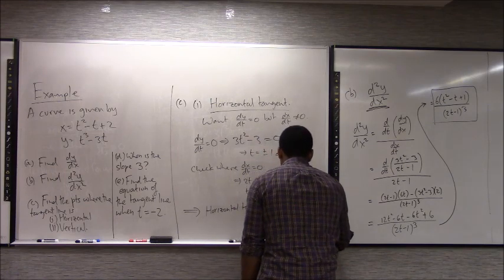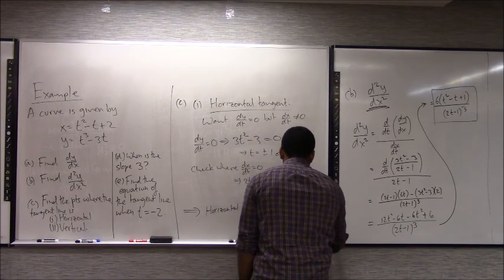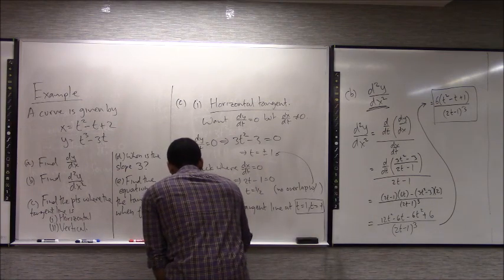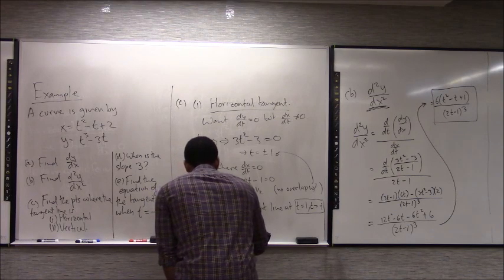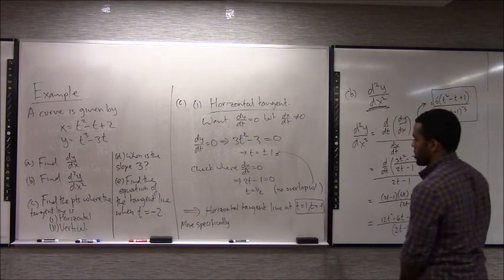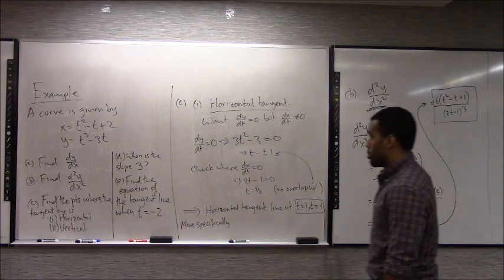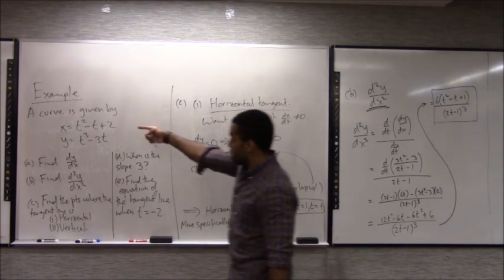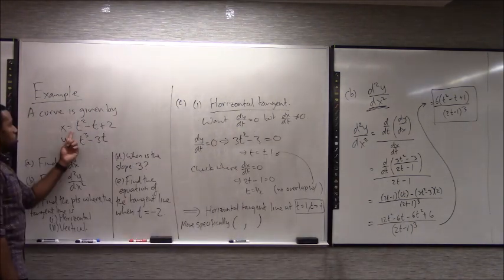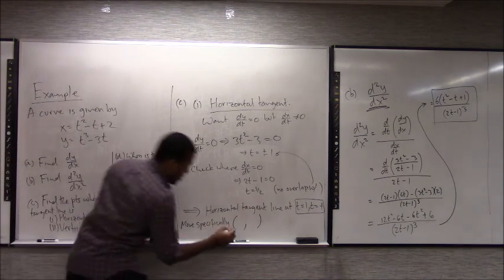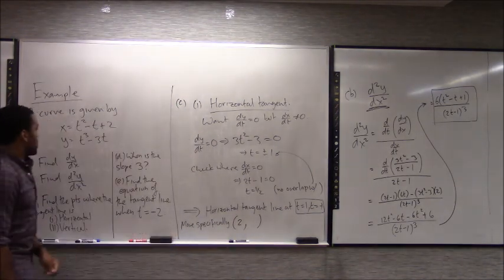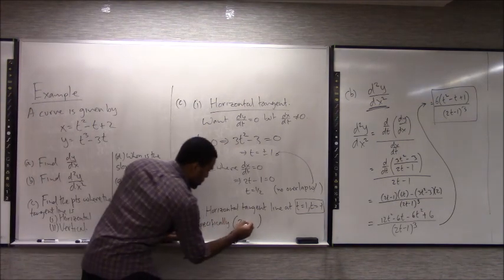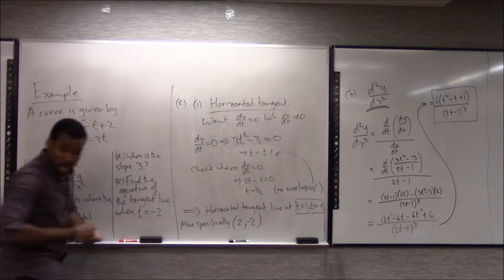at t equals 1, t equals minus 1, or more specifically, because what does it mean to say that there's a horizontal tangent line at t equals 1 and minus 1? Well, that means if I plug in 1 for t in this, that's going to be 1 minus 1 plus 2, that's going to be 2. And plug in 1 for t in this, that's going to be 1 minus 3, that's minus 2. At the point (2, minus 2) in terms of the xy coordinate system.